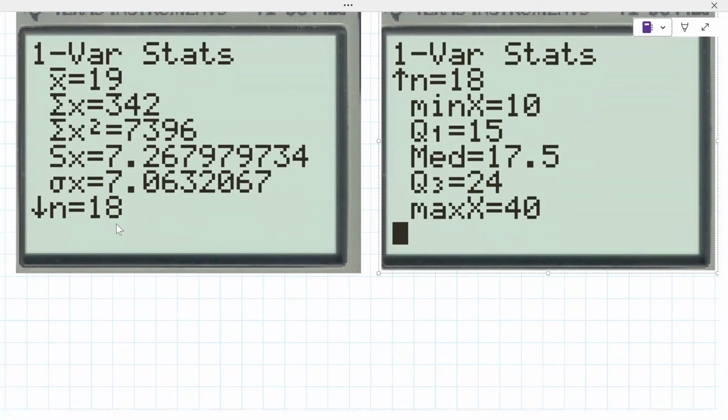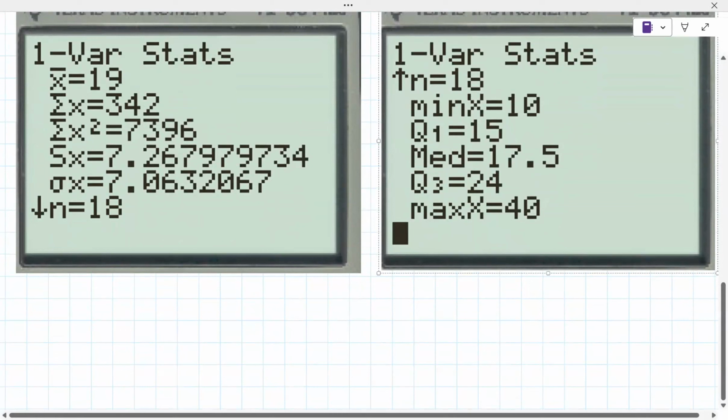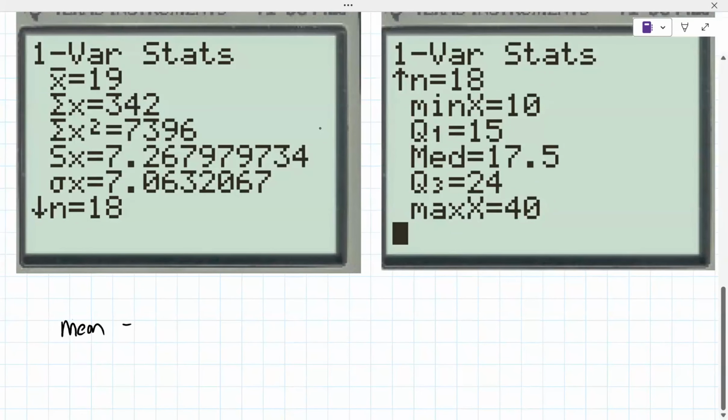Computers only do what you tell them to do. You still have to interpret this. It's not good enough for you to just say, look, there's my answer. You need to know that the mean is x bar. You have to know that med is the median. It's not good enough to just write all this down. You need to give them just what they ask for. You can't just put in a bunch of random stuff.